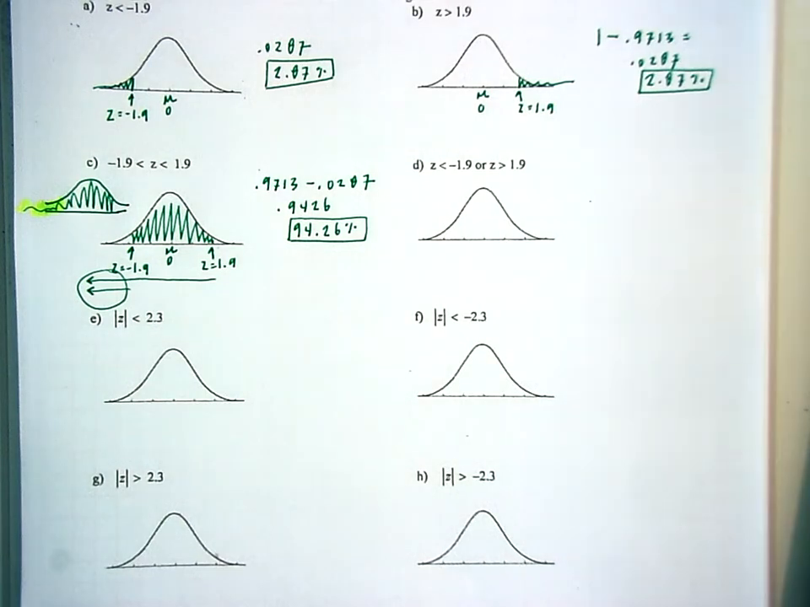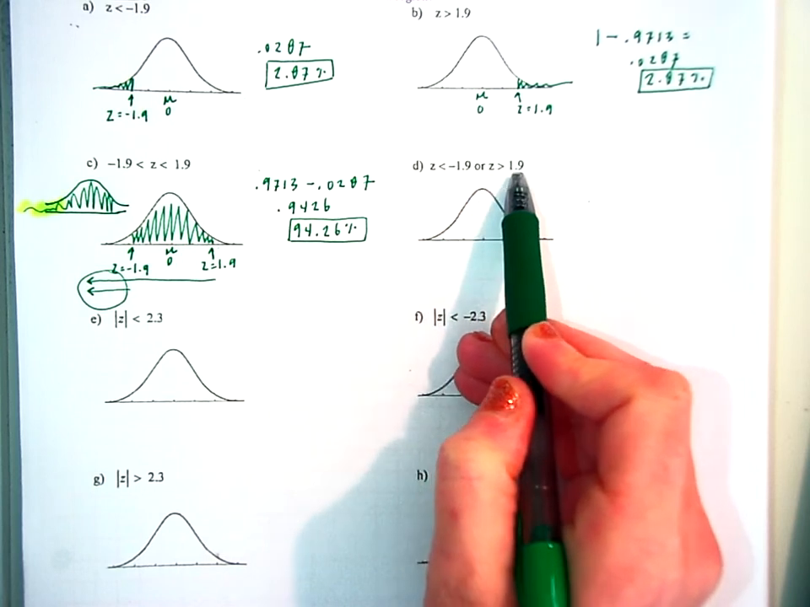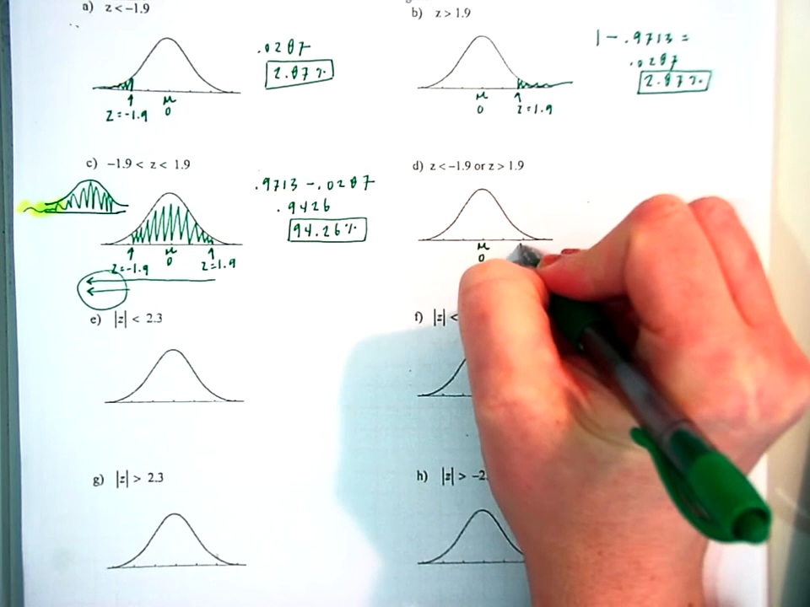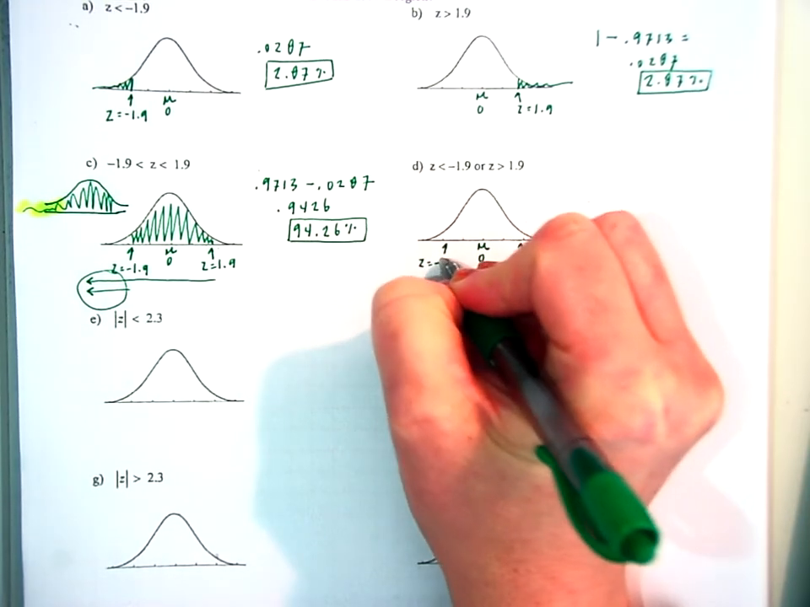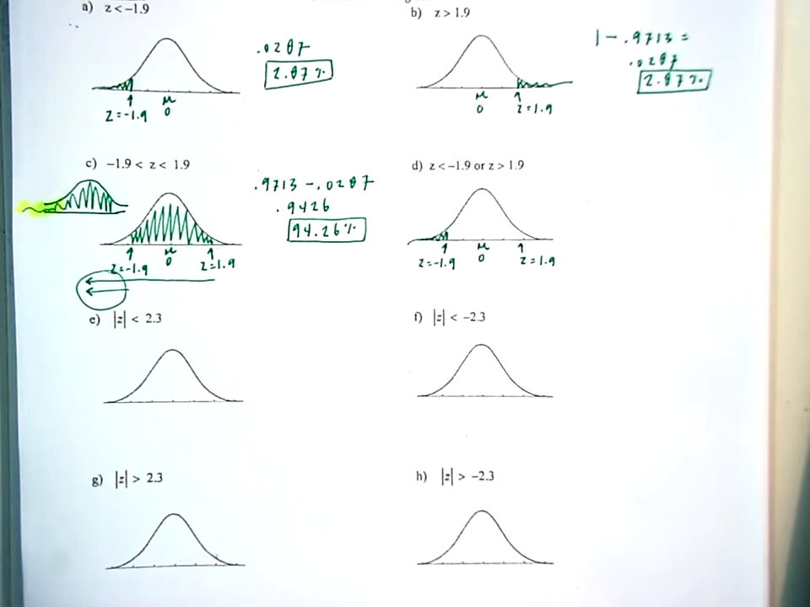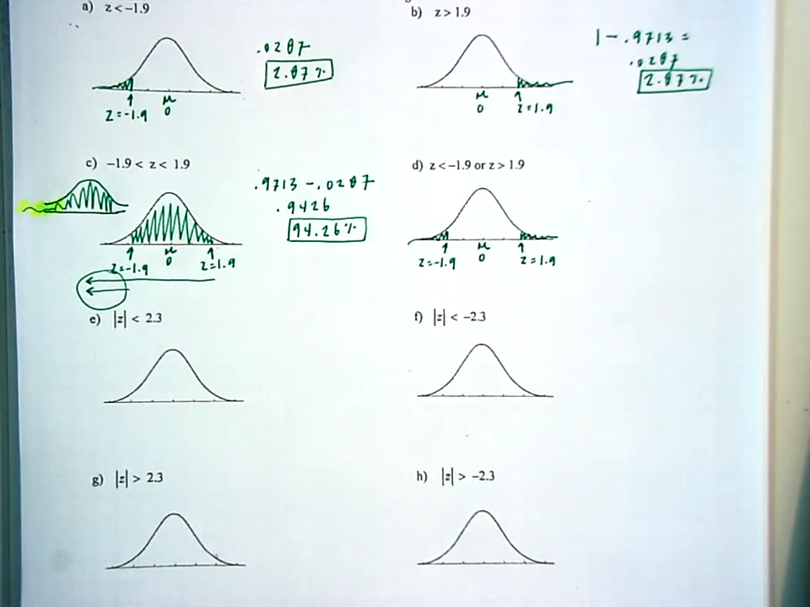All right, the next one here, we're saying z is less than negative 1.9 or z is greater than 1.9. So here is my mean, a z-score of 0. So here is my 1.9, and over here is my negative 1.9. And we're saying, well, z could be less than negative 1.9, or it could be greater than 1.9. So I'm looking at those two tails, right? Those z-scores have the same magnitude, the same distance from the mean, right? It's 1.9 z-scores from the mean either way. So their areas, they have to match. And we already solved for them.